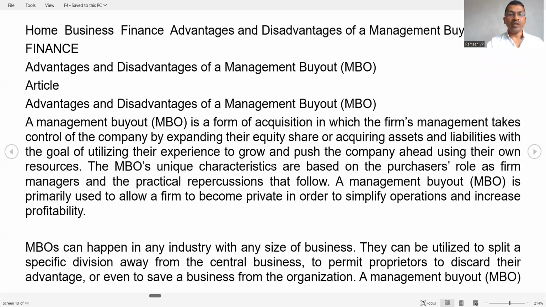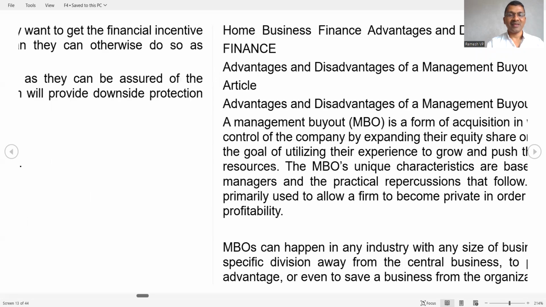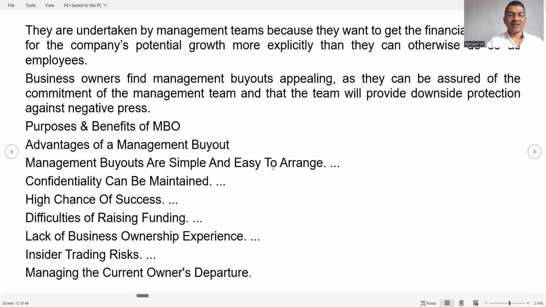In management buyout, there are many advantages and disadvantages. Management buyouts are simple and easy to arrange. Confidentiality can be maintained because managers were already inside working in the company. There are high chances of success because managers already know the working operational aspects of the company, its pitfalls. There are no difficulties of raising funds, and lack of business ownership experience is not there.